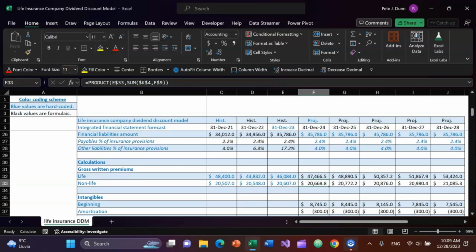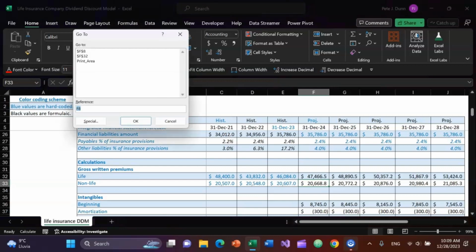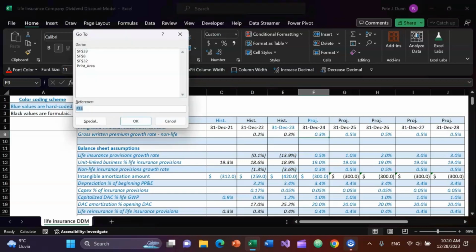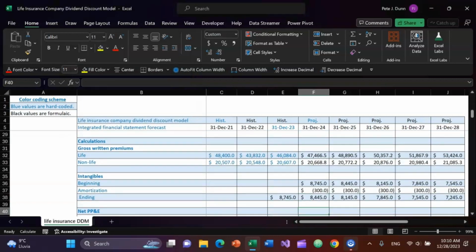Similar thing for non-life property and casualty gross written premiums, although we'll use F9 as opposed to F8 for column F. You can see it up here. I'll do F5 enter to get back down.